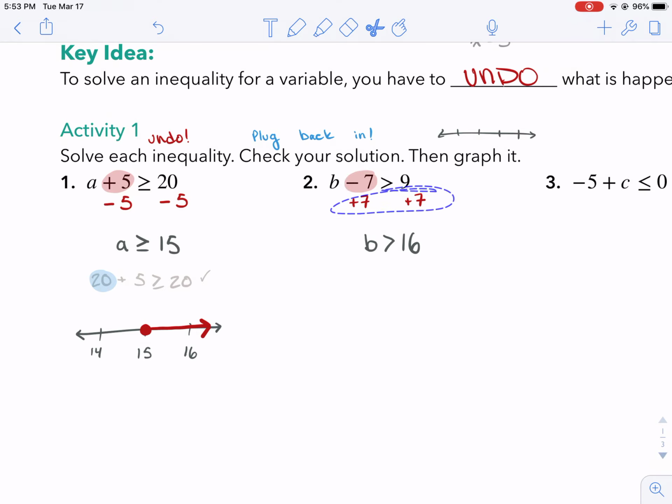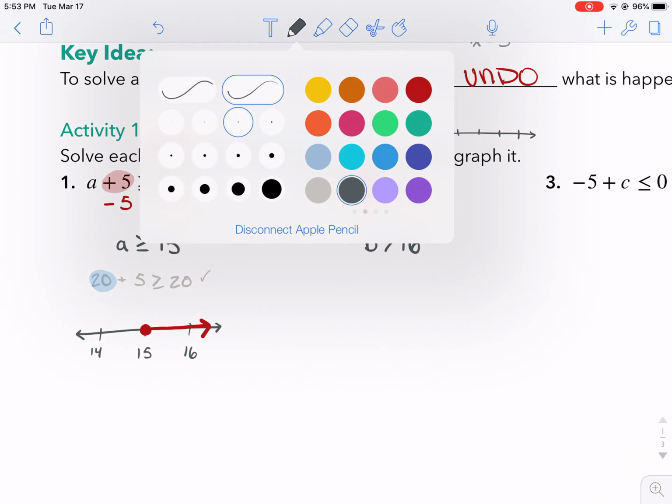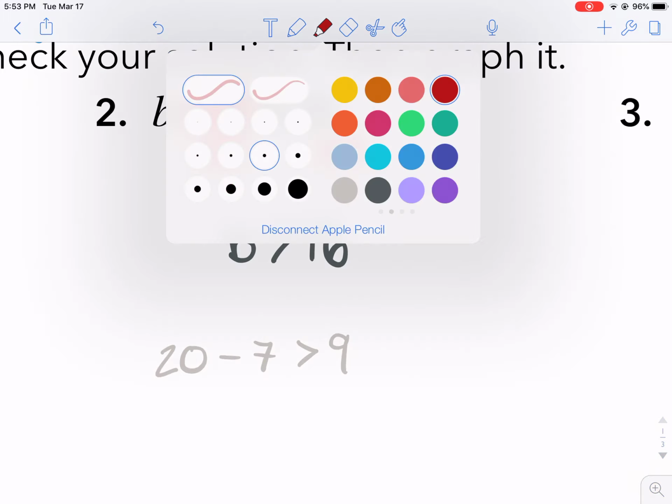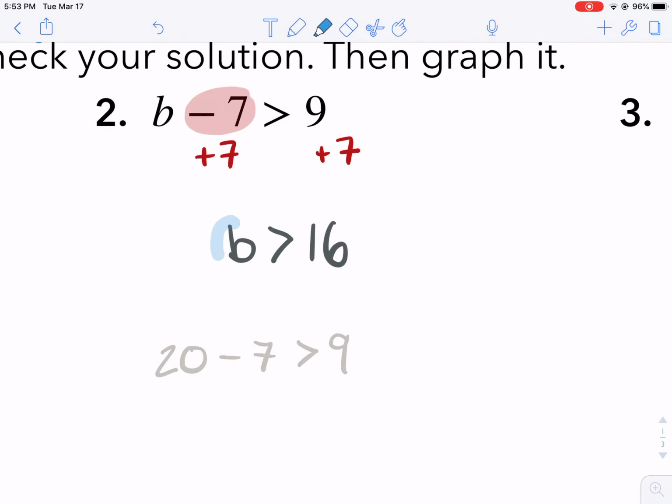And now to check our solution, we are going to plug something greater than 16 back into our original equation. Well, what's greater than 16? 20 is. So is it true that 20 minus 7 is greater than 9? So we picked a number greater than 16, like 20. 20 we plug back into b. Is 20 minus 7 greater than 9? Well, 13 is greater than 9, so yes, that is true.